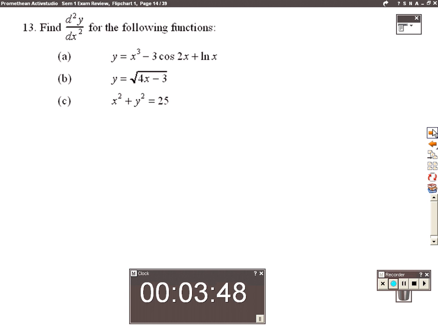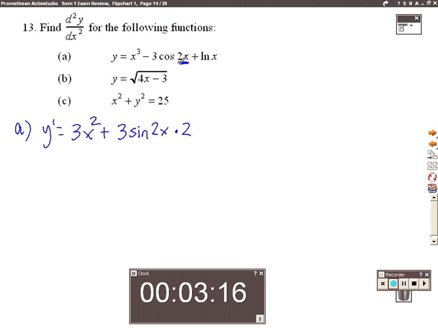In number 13, we're finding the second derivative of each term. So I'm going to do one of these, and then I'll jump into the next video. So 13a, the first derivative would be 3x squared. The derivative of cosine is negative sine, so I'm going to get a plus 3 sine 2x. Now don't forget to take the derivative of the angle. This is a chain rule problem.